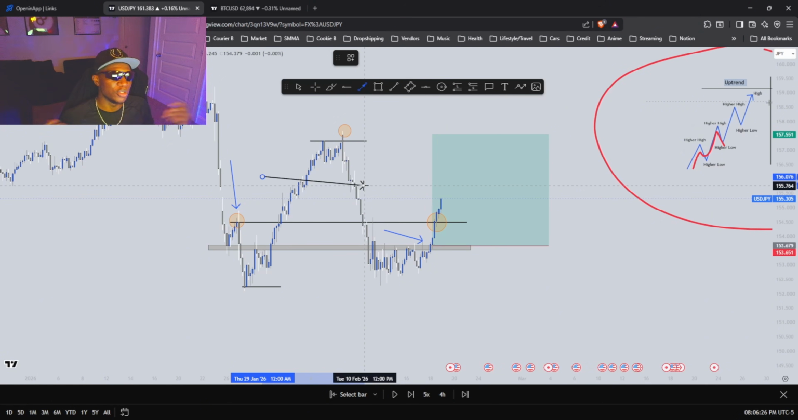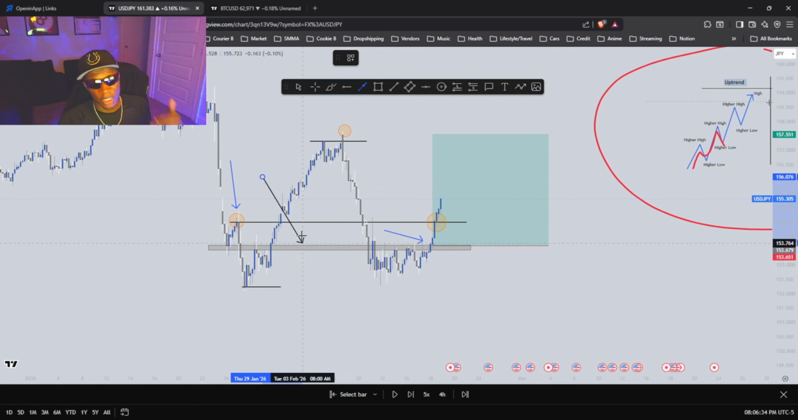You're not looking at the charts. You're enjoying your life. You're like, ding, boom. It passed this lower high. Okay, boom. Move stops to break even. Take 25% profits off the table. There's a risk-free trade. Already made money.